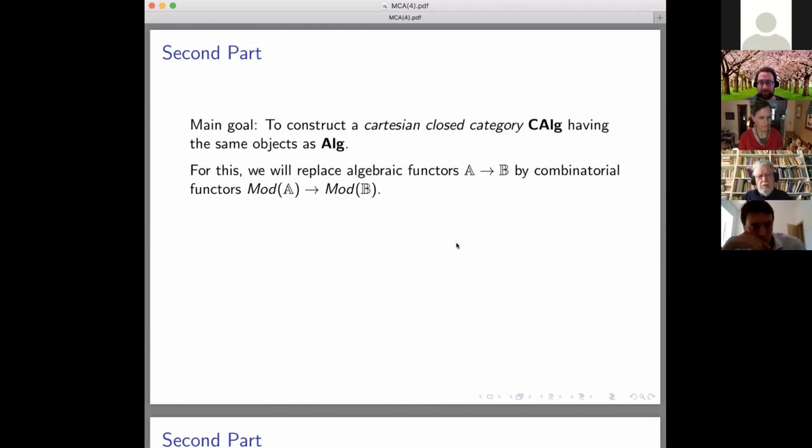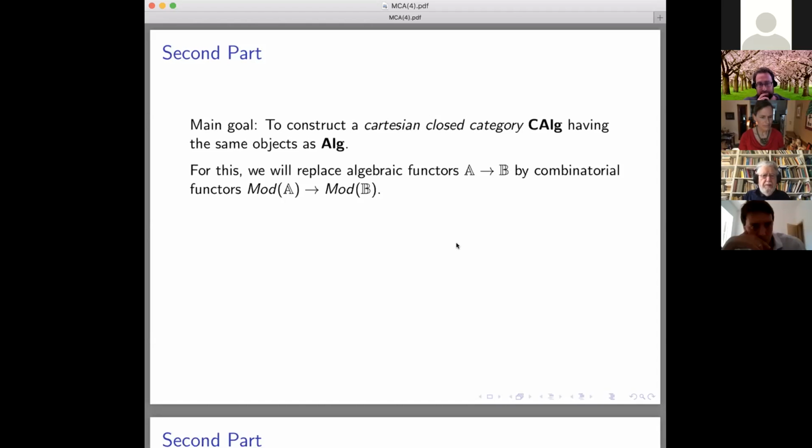So it's a kind of replacement which looks very costly, because we are replacing functors between two small categories by functors between two large categories, mod A and mod B. But we will see that the category of combinatorial functors from mod A to mod B is actually the category of models of an algebraic theory. And this is how we will get the internal hom.